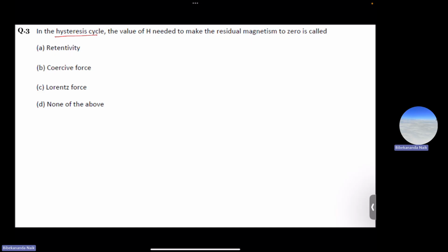So for a ferromagnetic material, the hysteresis loop is drawn. Along the x-axis, we take the magnetic field H, and along the y-axis it is B. When H is increased, first B increases rapidly and then it saturates.